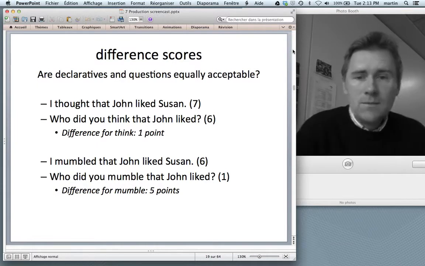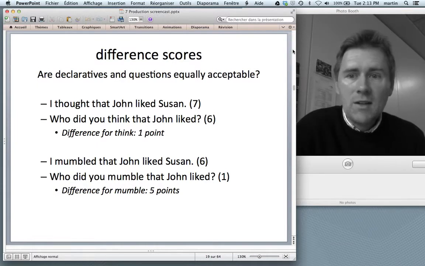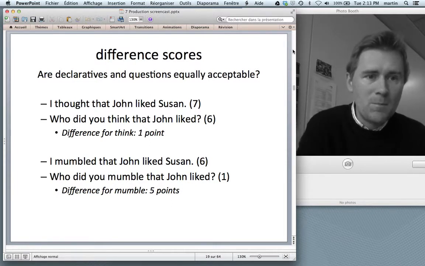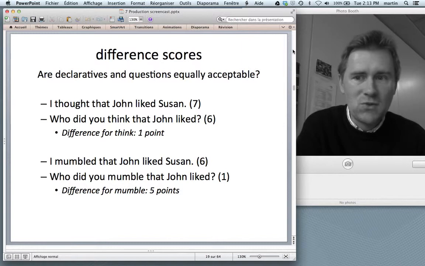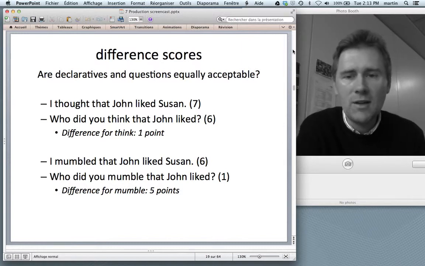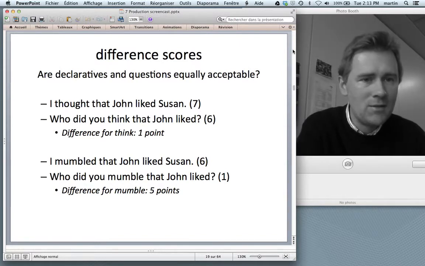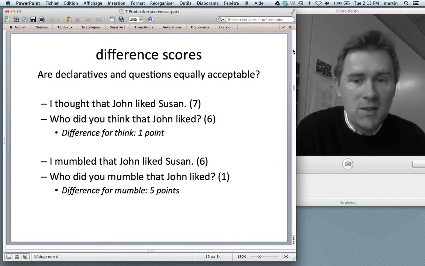So, for this first question, are declaratives and questions equally acceptable? Ambridge and Goldberg measured a so-called difference score. They presented people with declarative clauses. I thought that John liked Susan. Well, it's very acceptable. Who did you think that John liked? A corresponding question is also very acceptable. So the difference for sentences with think is small, just 1 point. The difference is much larger with manner of speaking verbs like mumble.